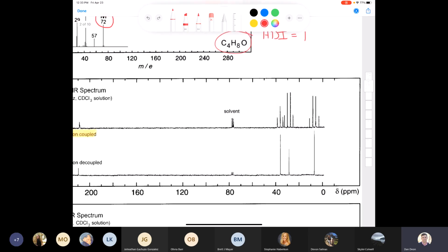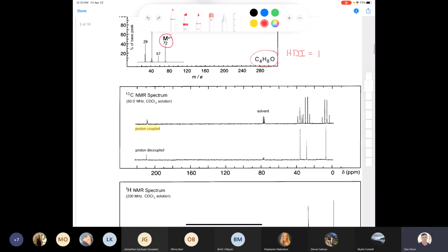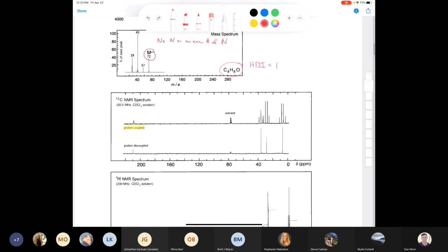Well, let me tell you what those mean. It's the same thing as kind of like the N+1 rule, in that if you have a methyl group, you'll get a quartet, okay? If you have a methylene, you're going to get a triplet. If you have a methyne, you get a doublet, okay? And if you have a quaternary carbon, you end up with a singlet.